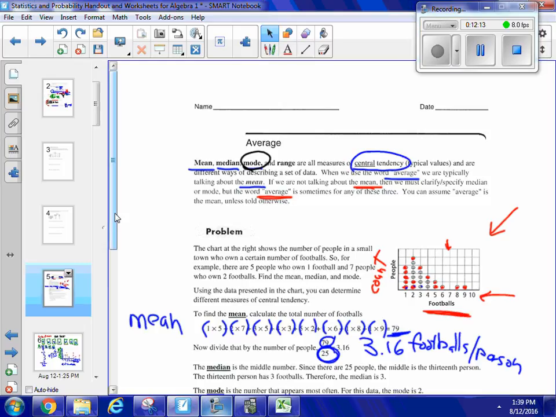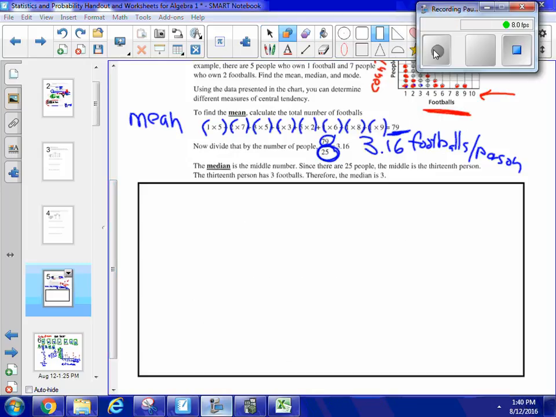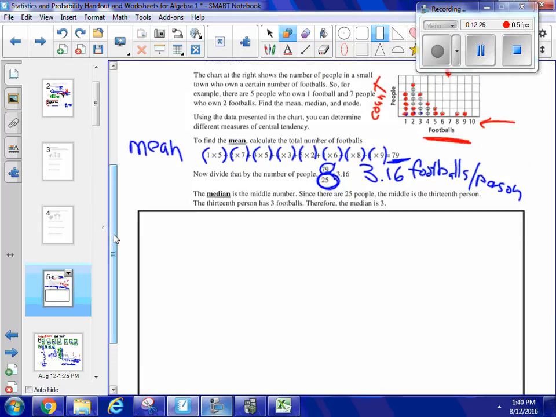So I need to look at this and figure out, well, number of footballs in the house is my variable. So I have 5 people that have 1 football. Let's try that again. This person has 1 football, another person has 1 football, another person has 1, another person has 1, another person has 1. 5 people have 1.